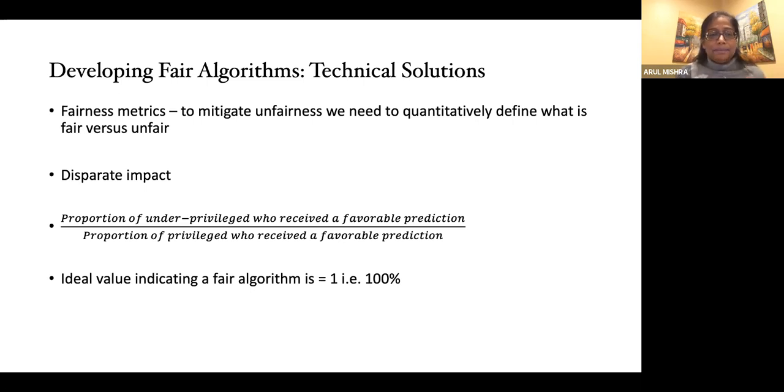So disparate impact very simply just states that the proportion of underprivileged who received a favorable prediction, the ratio of that to the proportion of privileged group who received the favorable prediction. Now, ideally, the value should be 1, because if it is a fair algorithm, it is going to be equitable to both those groups. And so 100% of the time you should have a fair outcome. So technically you can evaluate whether your algorithm is fair or not. So that's one way in which you can figure out whether your algorithm is fair. You have a good metric to evaluate it. Anywhere from 80 to 100% is considered okay, but anything less than 80% means your algorithm is not coming out with equitable solutions for everybody.